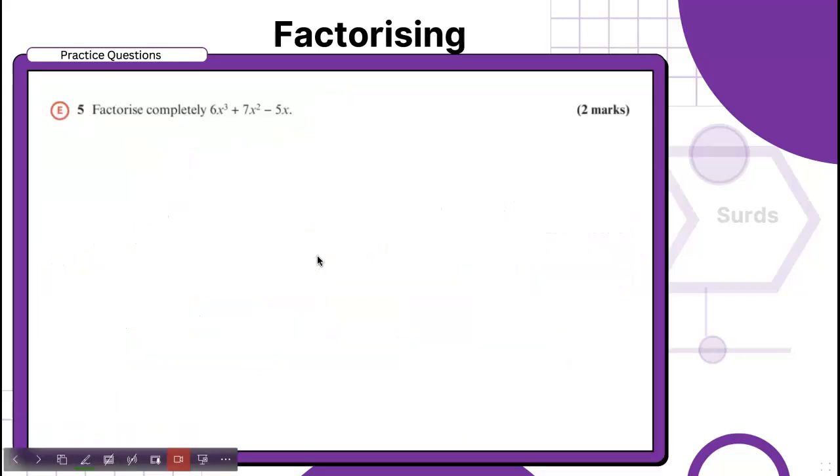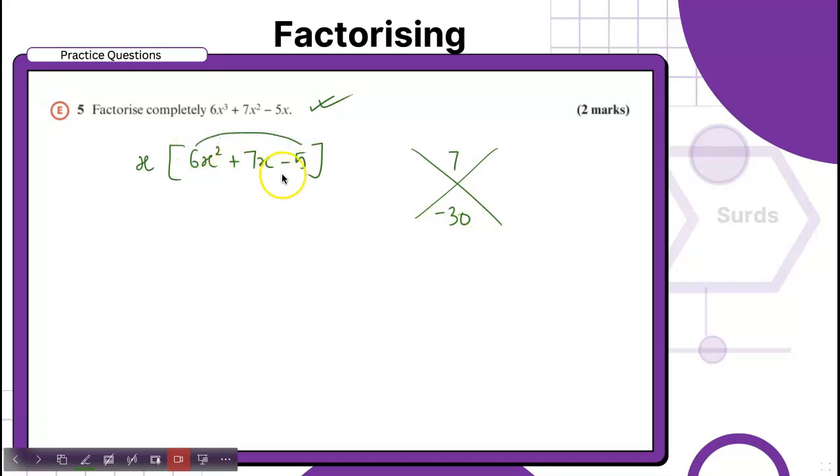Okay, we have to factorize this. Nice. We did discuss these equations. You can take x common out. It would be 6x squared plus 7x minus 5. Okay, I'll use my shortcut. 7 and minus 30. How did we get this minus 30? Don't forget to multiply these two numbers.